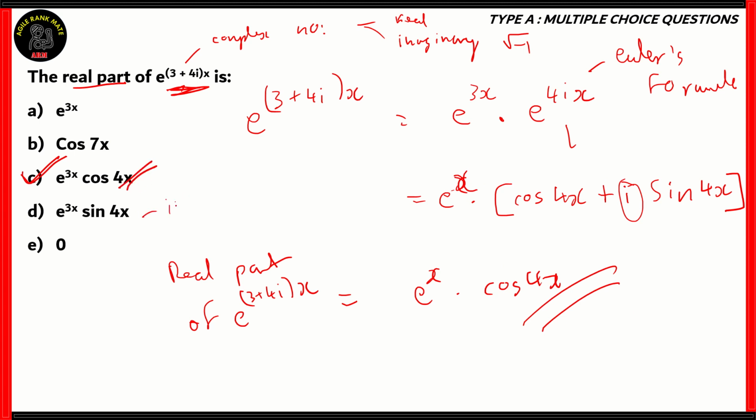Option D here is imaginary, so option D is incorrect. Option E is incorrect because it says 0. e raised to 3x by itself is not the real part, and cos 7x is also incorrect. The right option is option C.